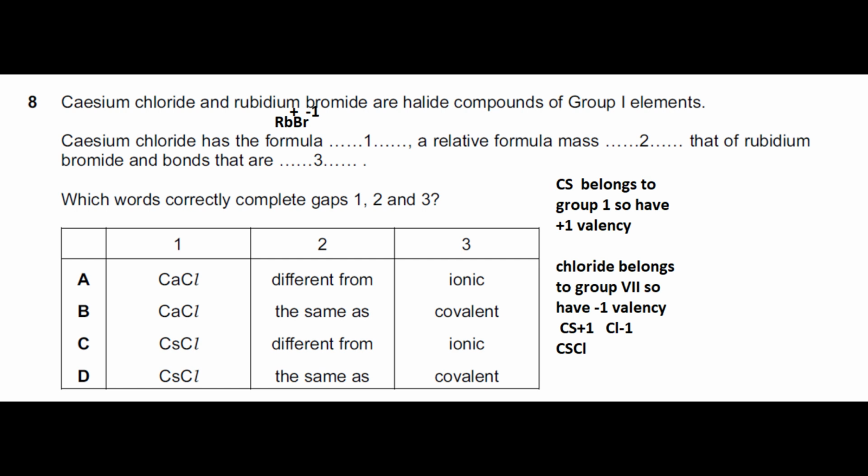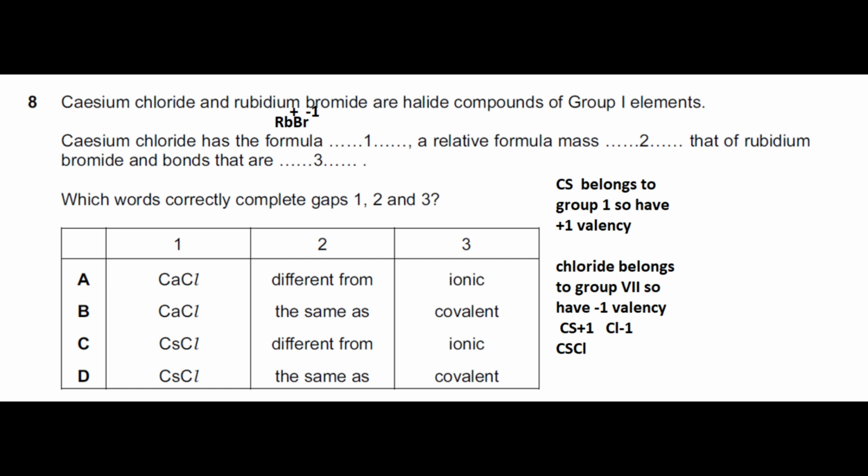In the first fill in the blank, we have to write the formula. See, cesium is in the first group, so valency +1. Chlorine is in the 7th group, so valency -1. So the compound's formula should be CsCl. That is the formula. It cannot be Ca because Ca is the symbol of calcium. Moreover, calcium has a valency of +2. So Alpha and Bravo are the wrong options.